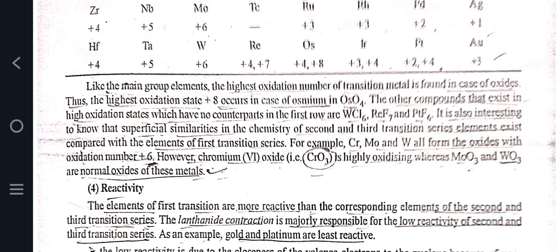For example, chromium, Mo, and W all form oxides with oxidation number +6. However, chromium(VI) oxide, CrO3, is highly oxidizing, whereas MoO3 and WO3 are normal oxides of these metals.